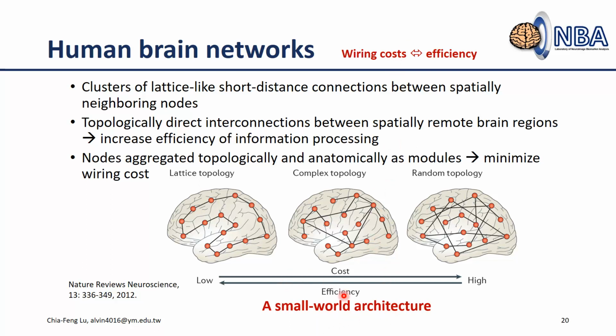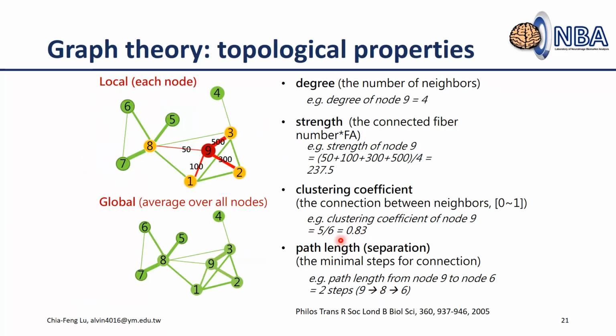So this small world architecture is the elegant way that our brain preserved, so we can really have a high efficiency, but also a sufficiently low cost in our brain. And finally, I'm going to introduce graph theory. Graph theory is an approach where we use several values or several measurements to summarize a graph. And in this case, the graph is a brain network.